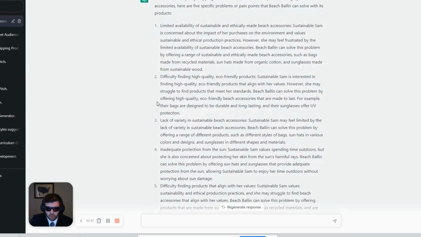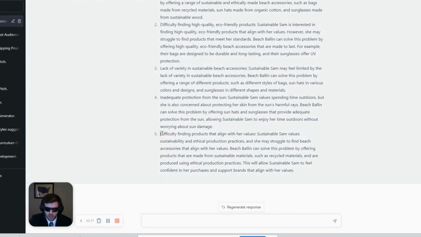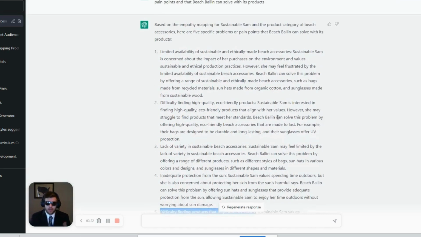Okay, so 5 pain points that we can solve: limited availability, difficulty finding high quality eco-friendly products, lack of variety, inadequate protection from the sun, and difficulty finding products that align with your values. So now that we have all this information for this specific persona, we can then start crafting campaigns around that, building products around that, all of those different things.